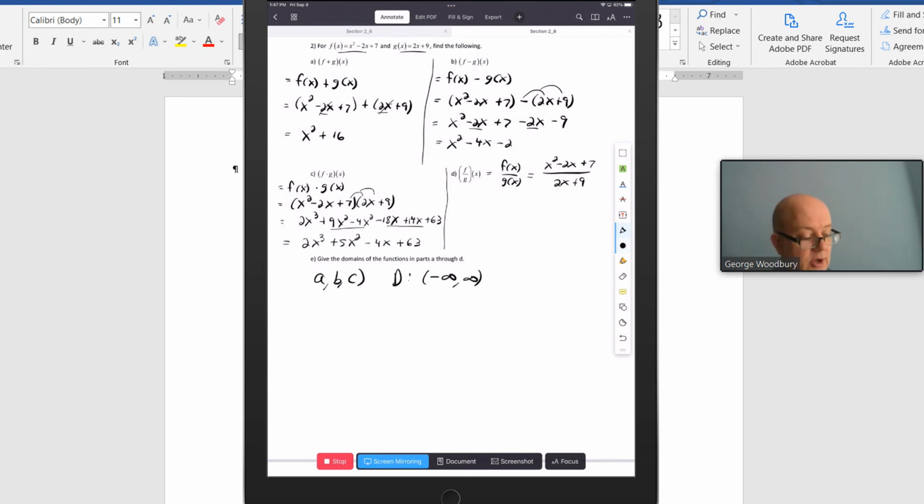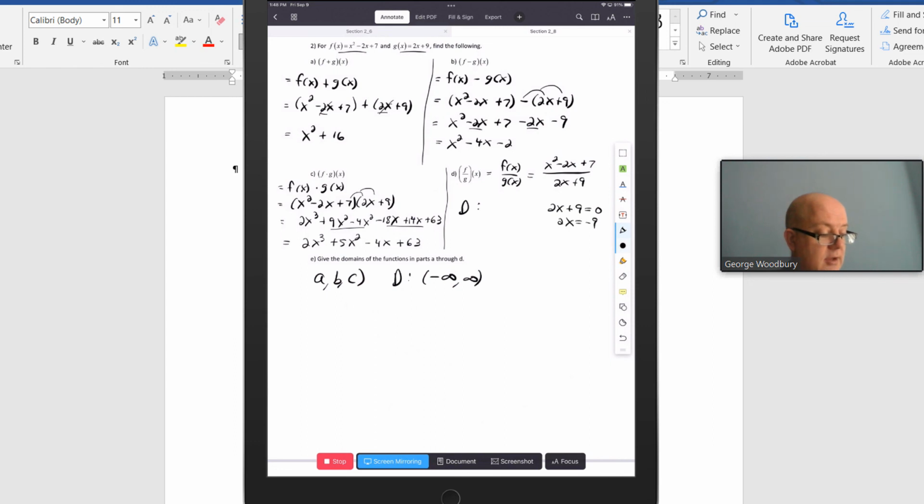For part D, though, and I'll do that here, we can substitute any value into f of x. It's just a polynomial. Same thing for g of x. But when we're dividing those two, we know that the denominator cannot be equal to 0. So we've got to figure out what value of x makes 2x plus 9 equal to 0, and then we need to exclude that from the domain.